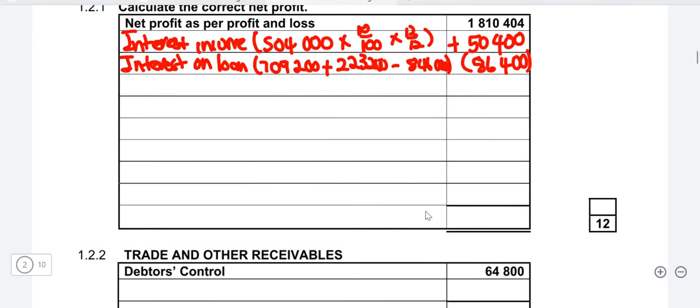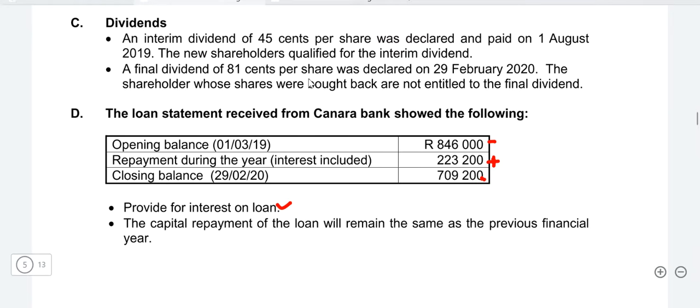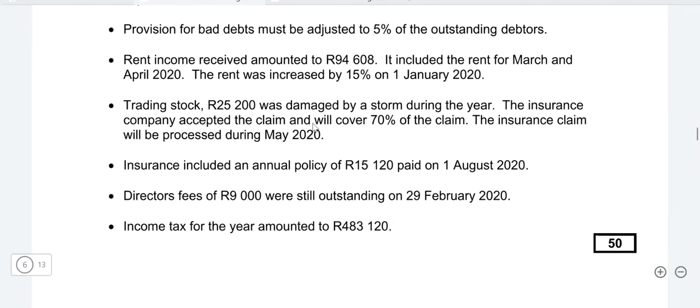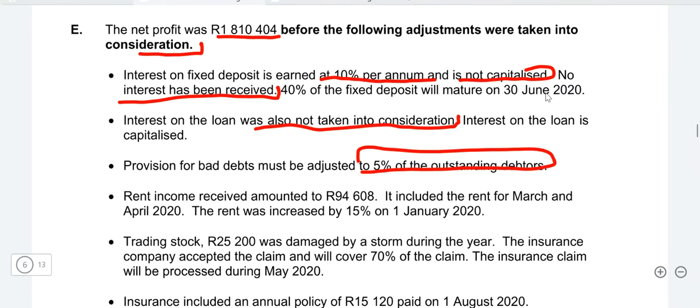Remember, in accounting, we earn part marks. So we are done with the second adjustment. Now from there we go to the next transaction. Here they're saying that provision for bad debts must be adjusted to 5% of the outstanding debtors, meaning that we are going to take our debtors control and multiply it by 5% to get the new balance.